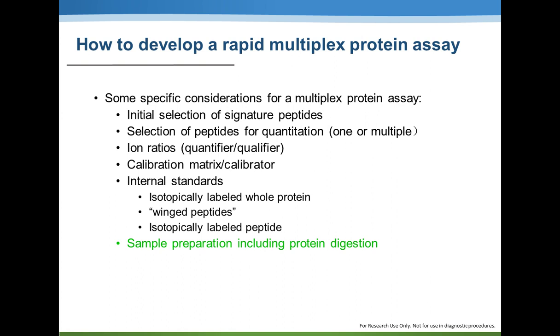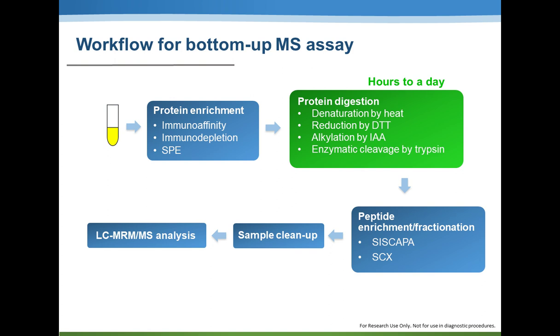Besides the general considerations, some specific considerations would be how to select your peptides, and which peptide is used for quantification. Are you using only one peptide or multiple peptides? Ion ratios, which one is your quantifier, which one is your qualifier? And then the matrix, calibration matrix, and calibrators. Internal standards, are you using the isotopically labeled whole protein, the peptide, or the newer peptides? And in all of this, very importantly, how to do the sample preparation, including the protein digestion step.